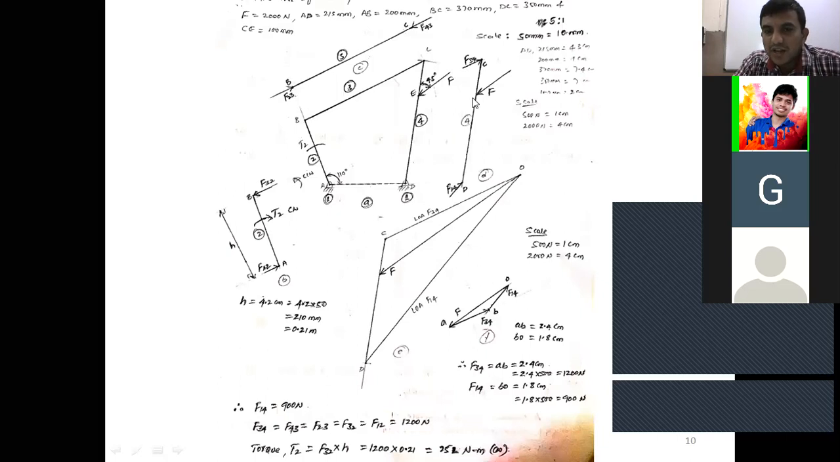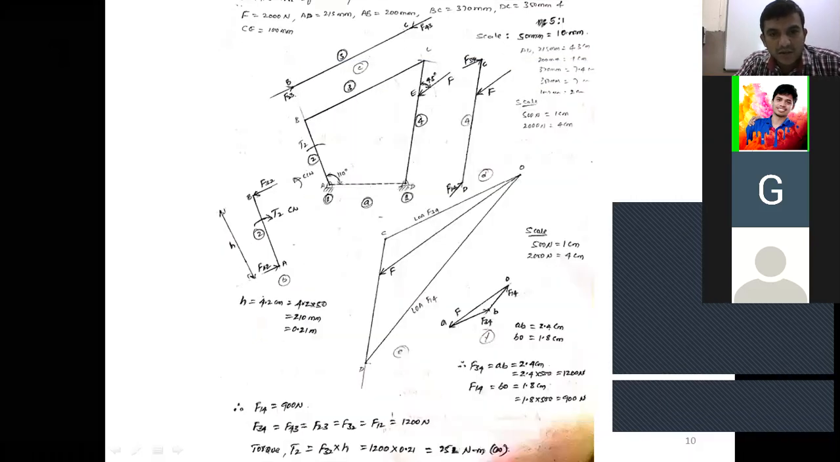Then how do we calculate? By drawing a force polygon, that is figure E. How do you draw the force polygon? See the scale, a convenient scale. So what is the scale we chose here? This is the scale for the force polygon.